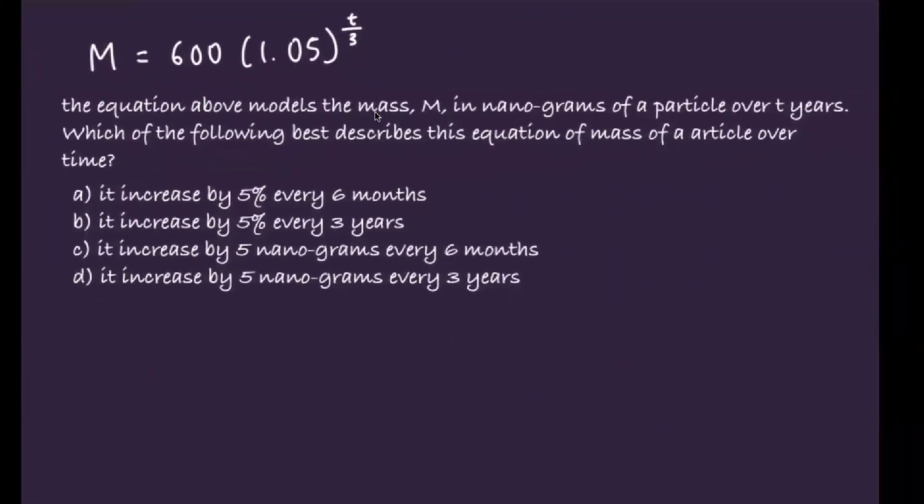So let's take a look at this example. The equation above models the mass m in nanograms, so that's our unit, of a particle over t years. So which of the following equation of mass of a particle over time? So let's take a look at our B first. Our B is greater than 1. So this is a exponential growth.